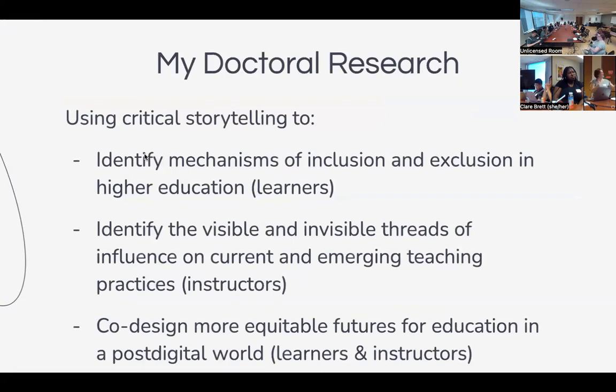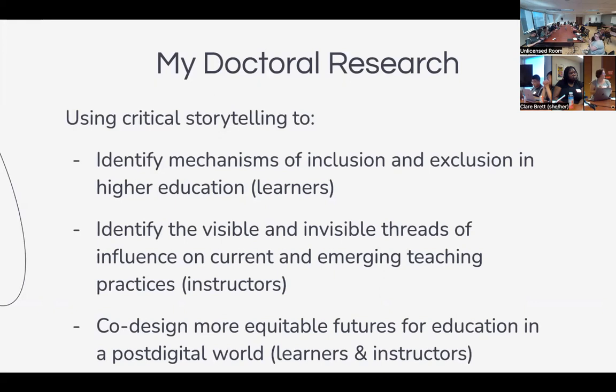So all of this is related to my doctoral research, which is I'm going to use critical storytelling. I'm going to get students to tell me stories of inclusion and exclusion in higher education. So at the beginning of this, I asked you all to think about your own experiences of inclusion and exclusion. I'm actually going to collect those stories. That's where we start. So as Claire mentioned, until we can see where the hidden curriculum lives, how the hidden curriculum functions, we can't do anything about it.